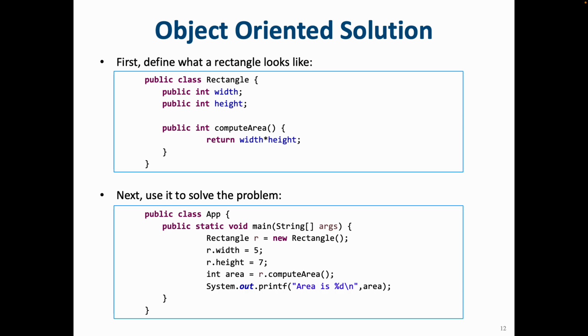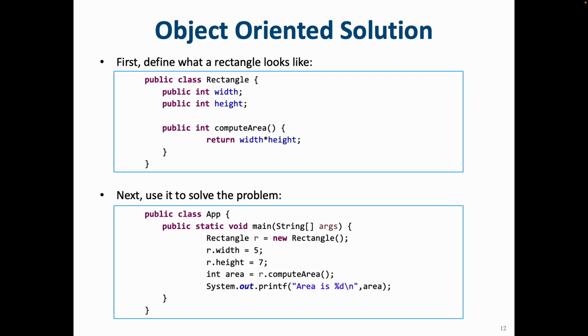How do I do it? Now this is again a different notation that we didn't see before. I'm saying r. What is r? r is my variable name. r dot width. What is width? Width is my attribute name, equals 5. And I'm doing the same thing for the height, 7.